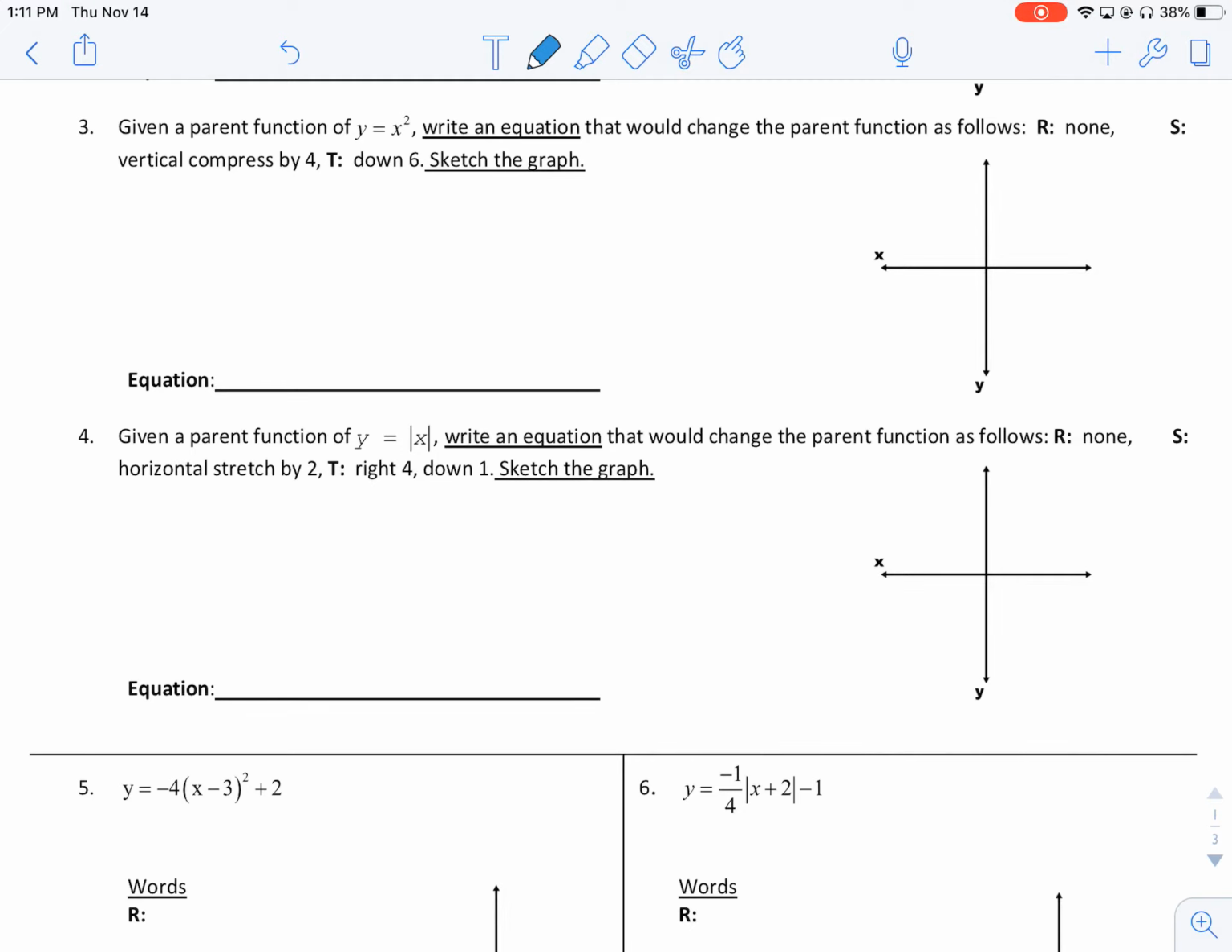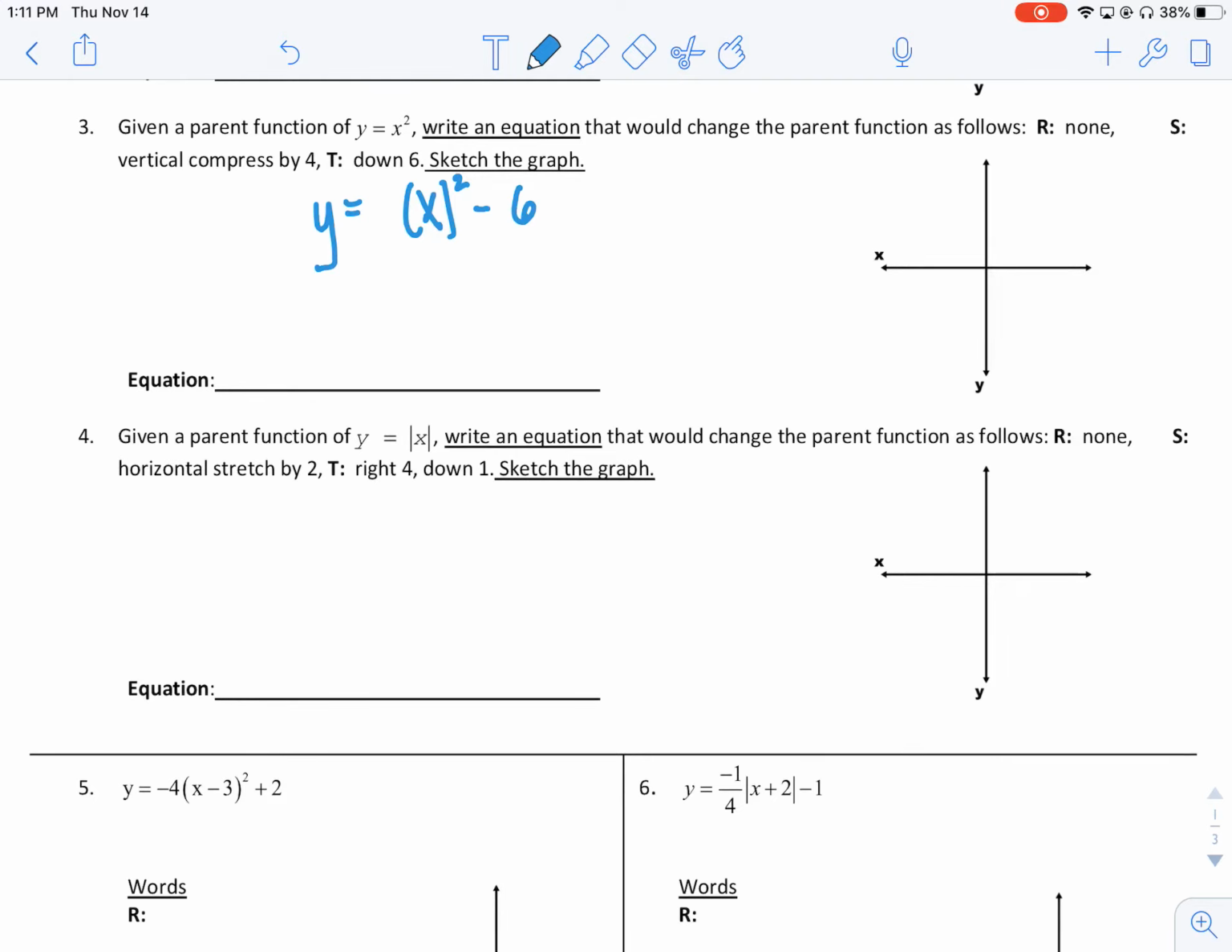All right, number 3. What do we got here? Parent function is a parabola. So this one's not moved right or left at all, so there's nothing going on with the x, but it is down 6. So I'm still going to put parentheses around the x just because I don't want to make a mistake. Down 6 is a minus on the 6 on the outside.